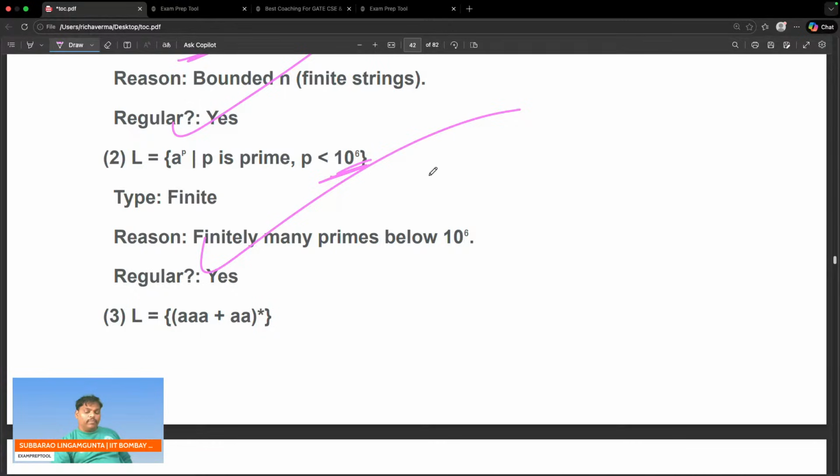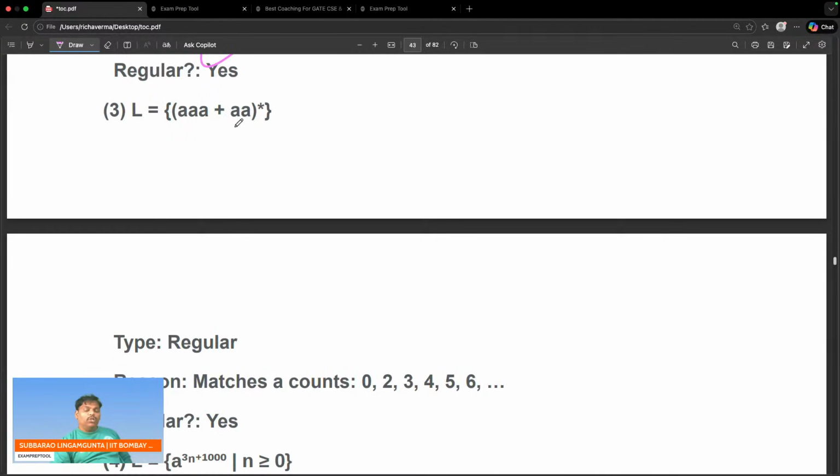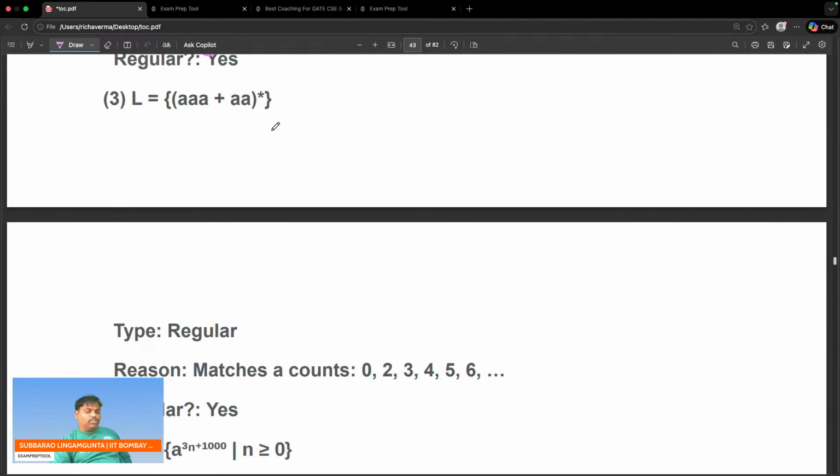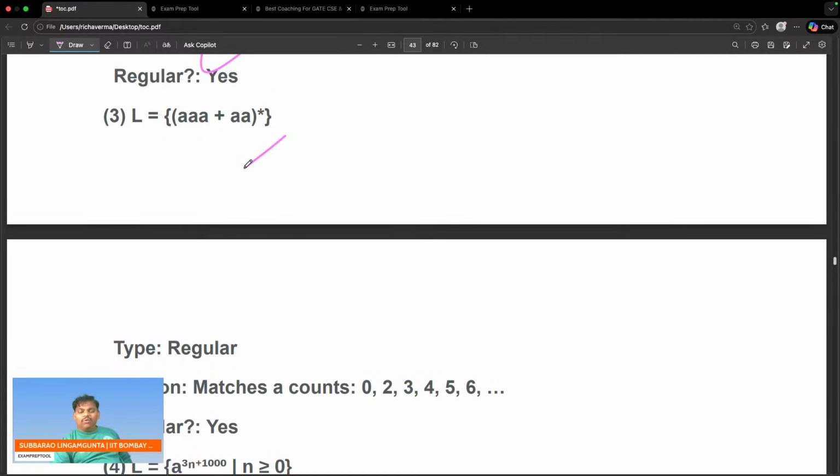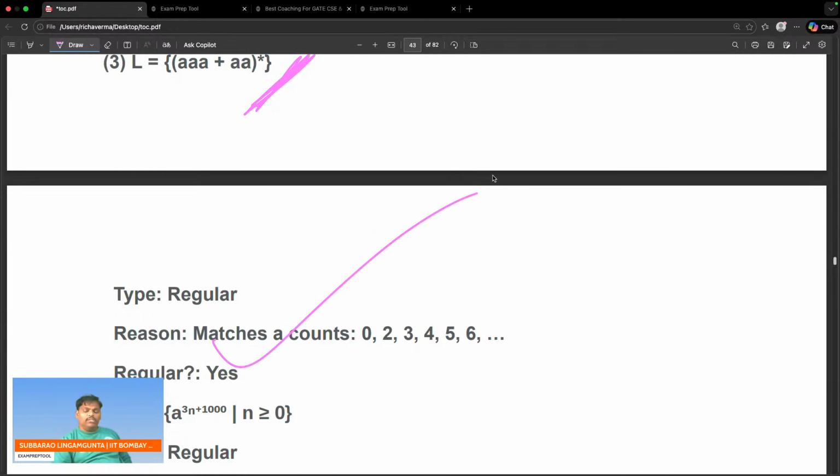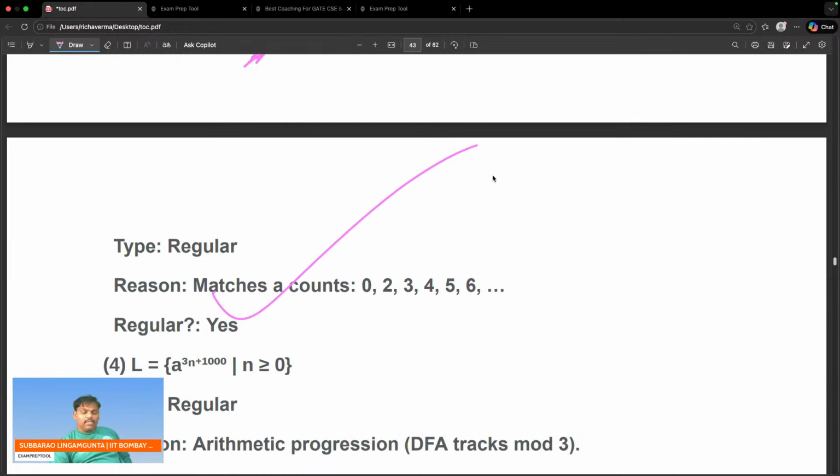Next one. L is equal to triple A plus double A whole star. I think a regular expression is directly possible, right? Directly regular expression, so it's regular. That's okay. Otherwise, you can see the series. Can you see the series here? Interesting answer.